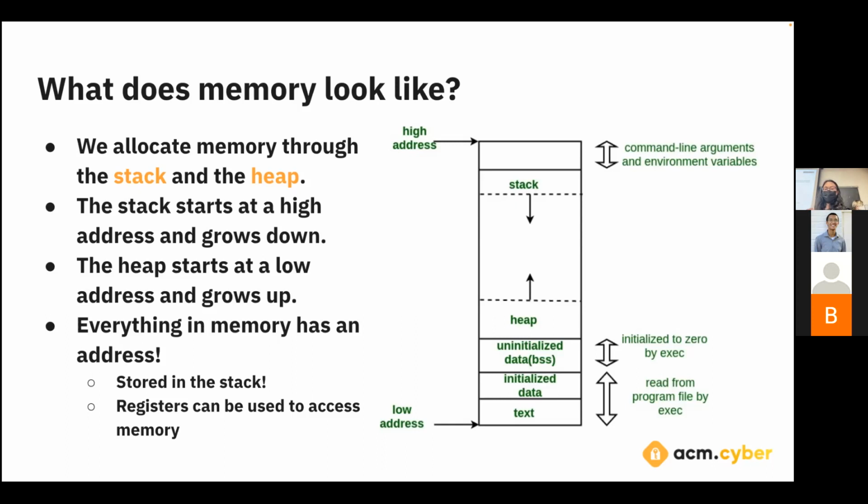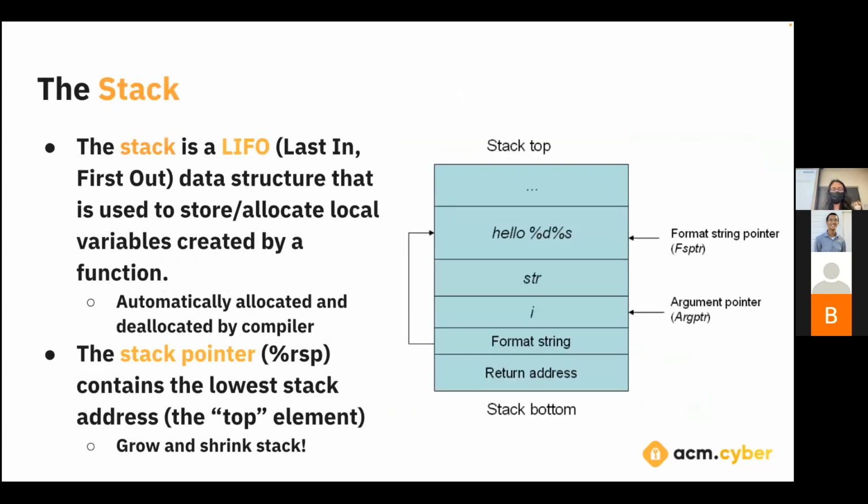So the stack starts at a high address, which you can see up there, and it goes down. So the top of the stack will actually be at a lower address than the bottom of it. While the heap starts at a low address and grows up. Everything in memory has an address, so you can go to a function through its address if you can find it in GDB, which I think Steph might show you later.